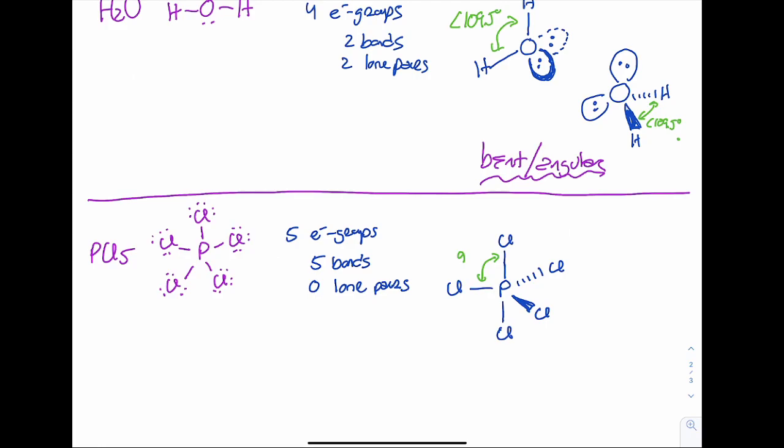And then all the ones around the middle, those are 120-degree bond angles. So that's 120. This one here is 120. And then this one around the back to that one, 120-degree bond angles. So I have 90-degree bond angles and 120-degree bond angles.